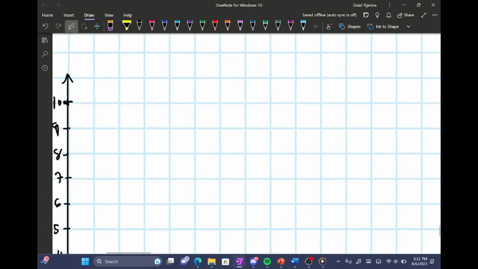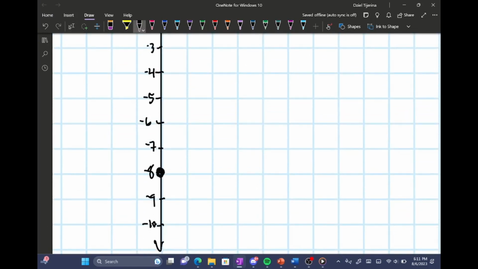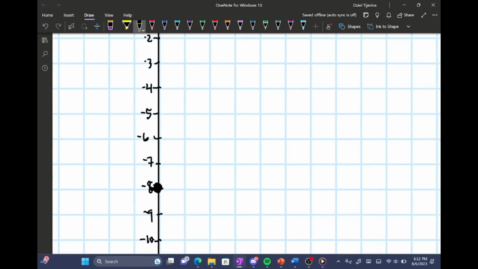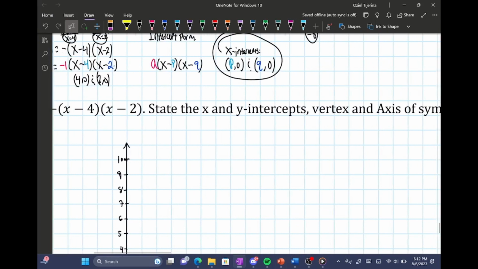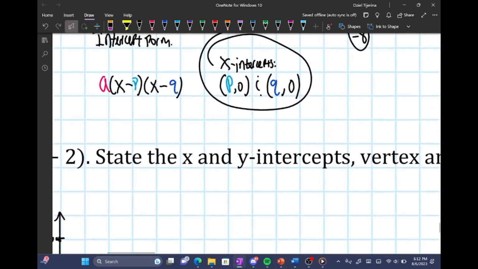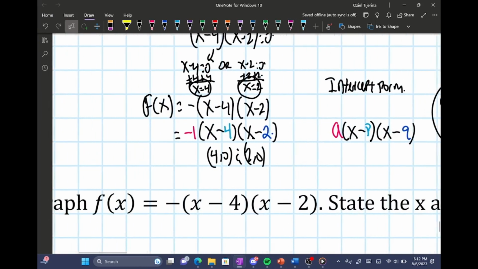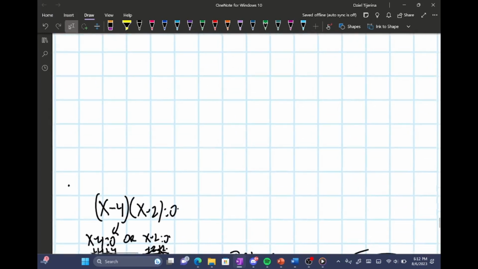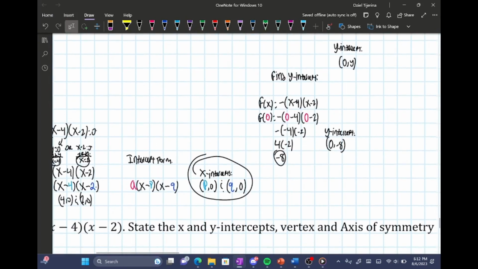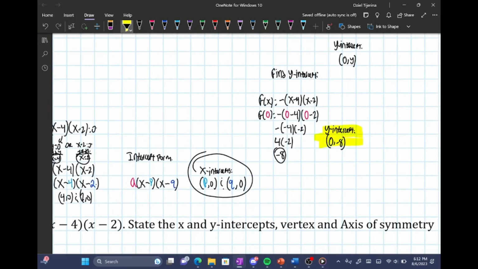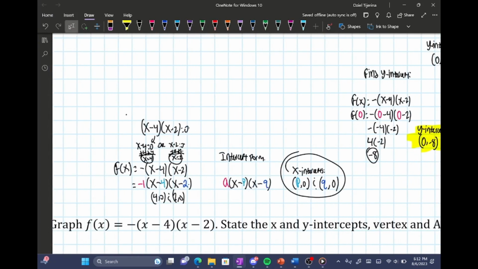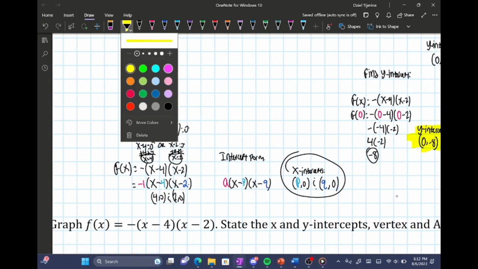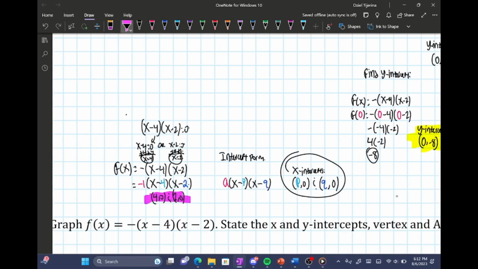So we're going to go ahead and plot that in our graph. It'd be like right here. So this would be considered my y-intercept. And from here, we've already stated our x and y-intercepts. Our x-intercepts are 4, 0, and 2, 0. And our y-intercept is going to be at 0, negative 8. So here's my y-intercept. And again, my x-intercepts are at 4, 0, and 2, 0, so they're right here, just so you guys see where I put them.